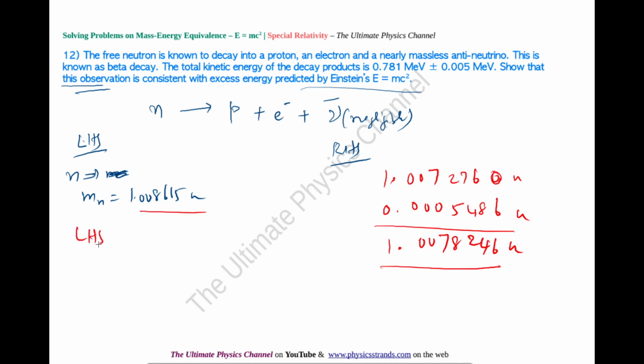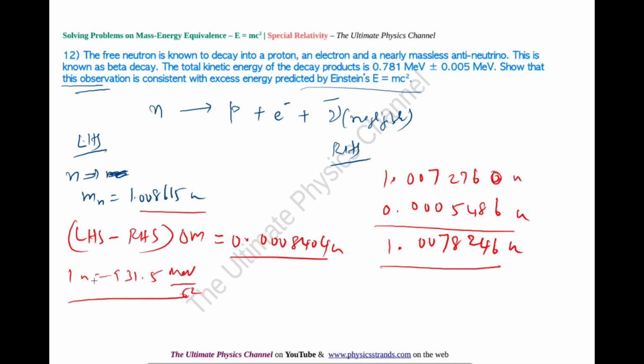So the difference between the left hand side and the right hand side masses, we call that delta M, is 0.0008404 U. Now 1 U is equal to 931.5 MeV over c squared. If I use the conversion factor, I'm going to get my delta M directly in MeV over c squared units, and that is 0.783 MeV, if I do this math.